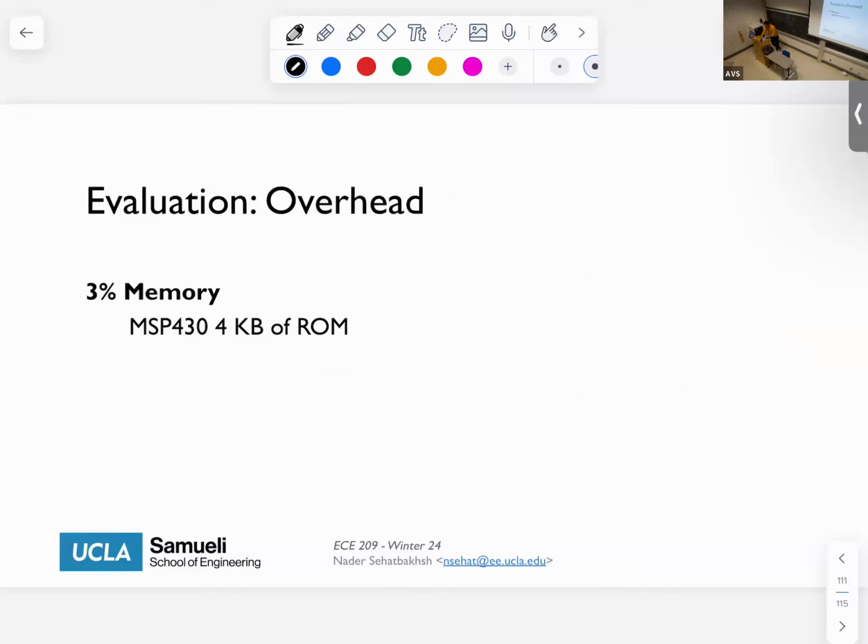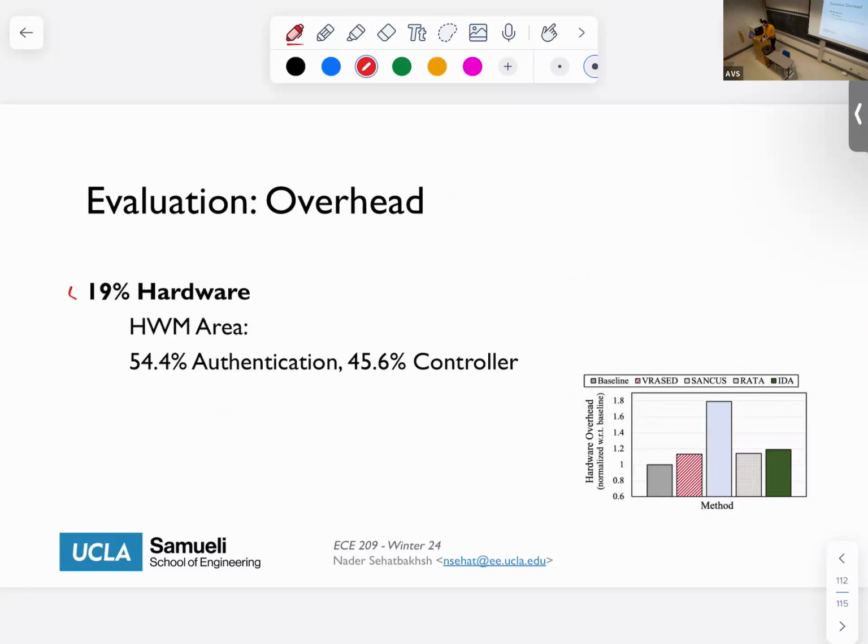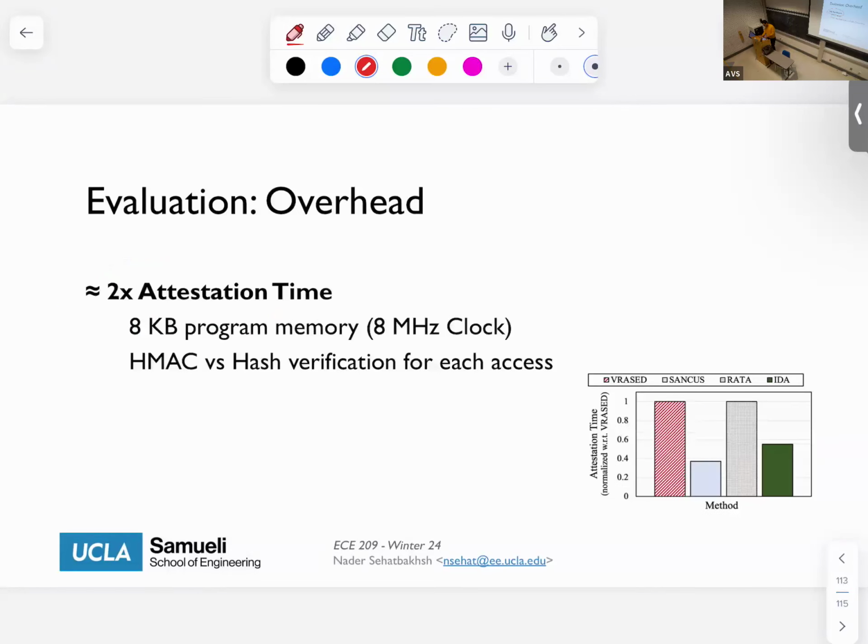We can measure this overhead. The good thing about this is that the overhead is significantly lower than having a full-on hardware module. It only requires a small bit of ROM, and the actual hardware added is around 19%. If you compare it with other methods, we show that this is not significant.